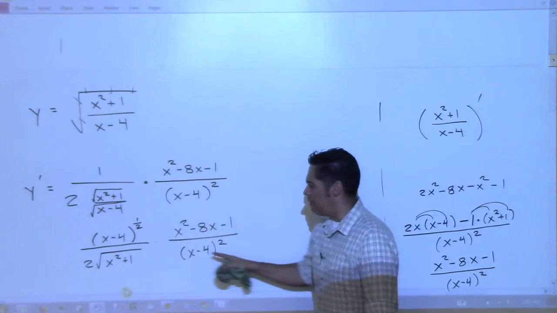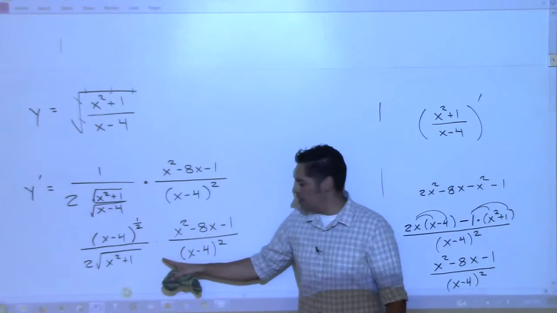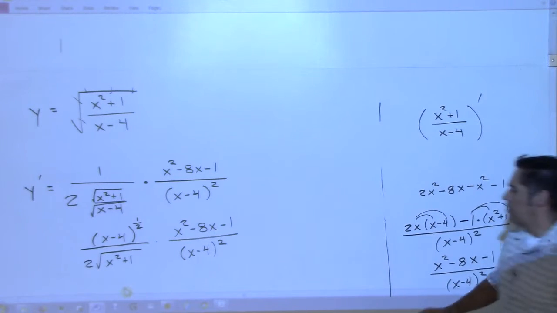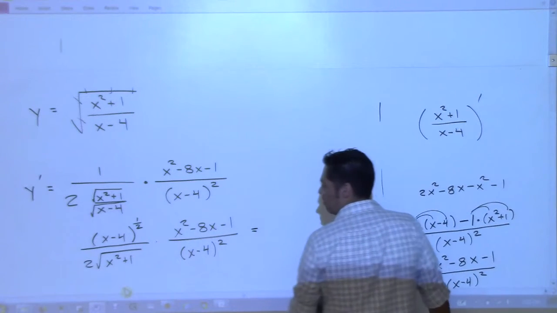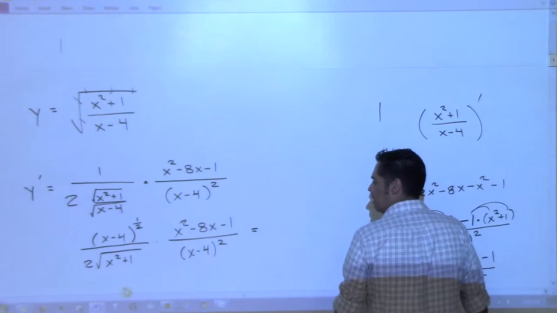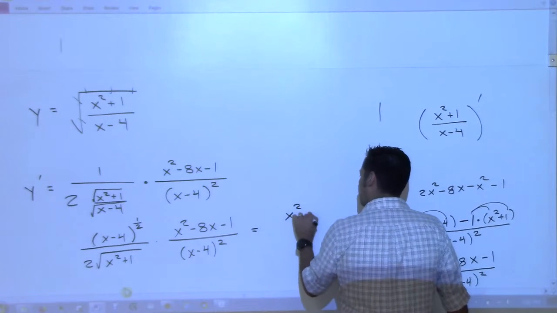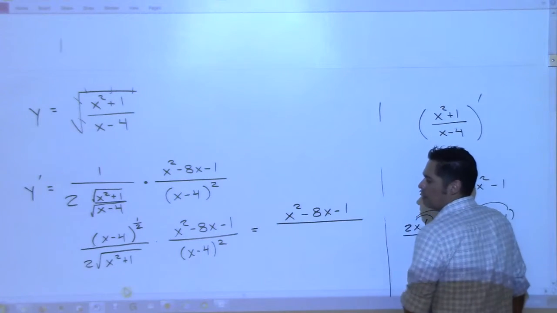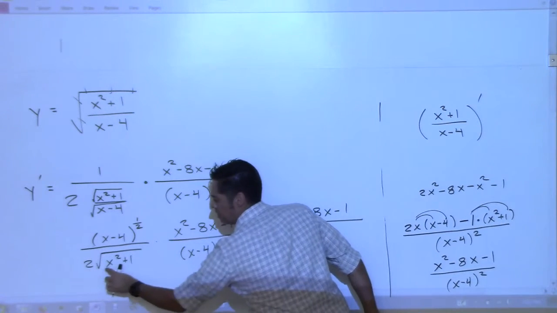Properties of exponents. If I have something to a power over something to another power, you subtract the powers, don't you? And so this would become, this is going to look a little weird, but just bear with me. I'm going to have x squared minus 8, x minus 1 on top. On the bottom, I still have this 2, and I still have that root.